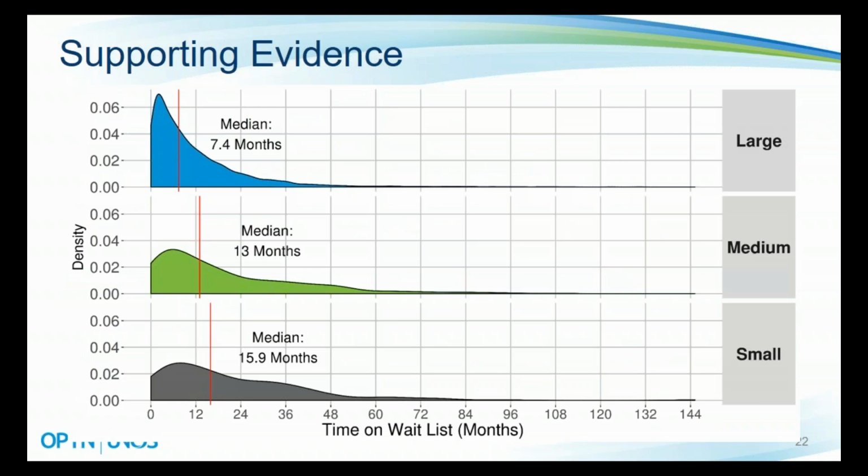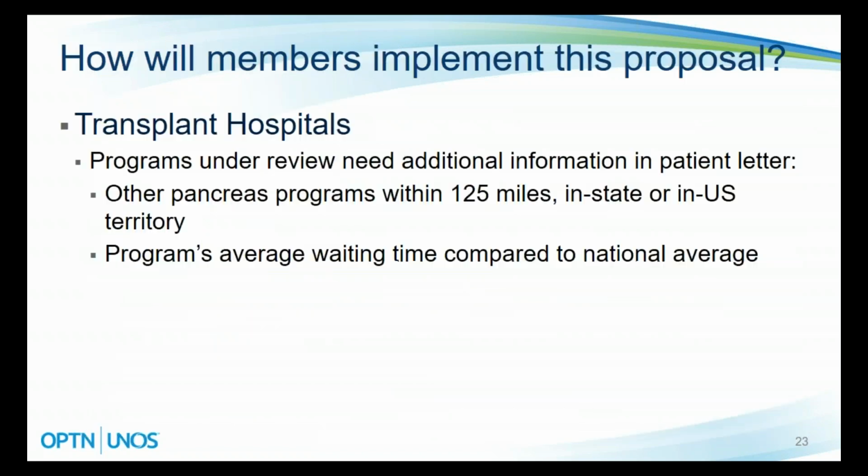In the next slide, you'll see some more supporting evidence in regards to the waiting time. And again, the small programs are the 32 programs that have done less than 2 transplants a year. 29 medium programs do about 3 to 4 transplants a year, and 77 large programs did more than 4 transplants a year. They're on top. And you see very clearly that the waiting time differs, that the large programs have on average 8 months less waiting time for pancreas transplant. Next slide.